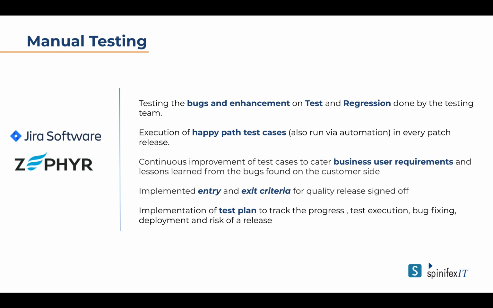To increase the quality, of course, we keep on reviewing the manual testing we are doing. So we are testing bugs and enhancements on both test and regression. The testing team is doing that. We execute all the API test cases, and now also via automation for every patch and every release that we do. And we implemented entry and exit criteria.